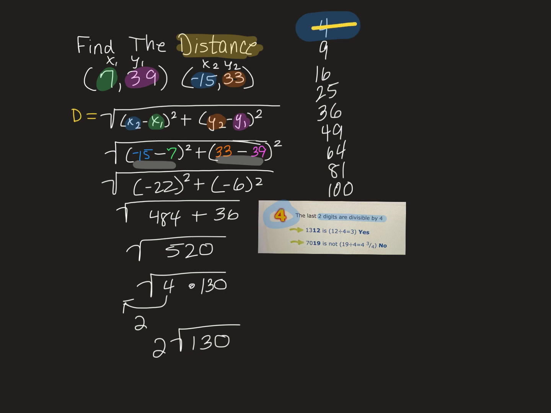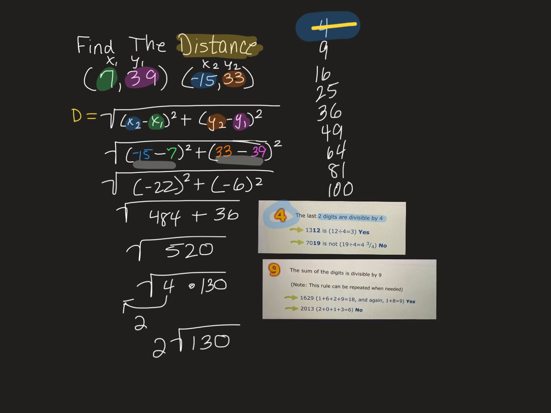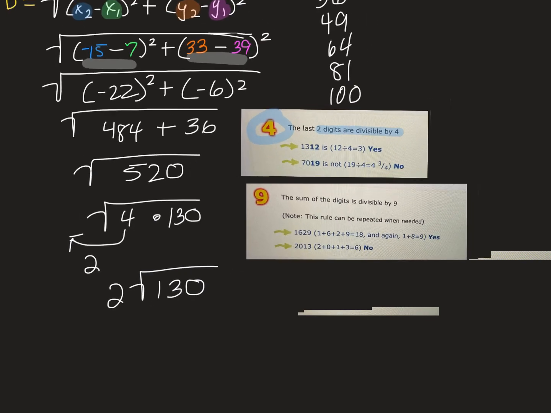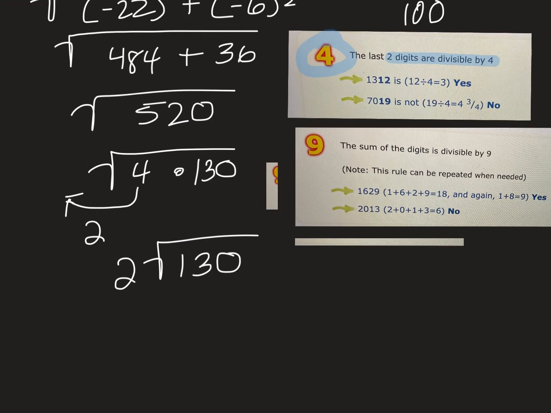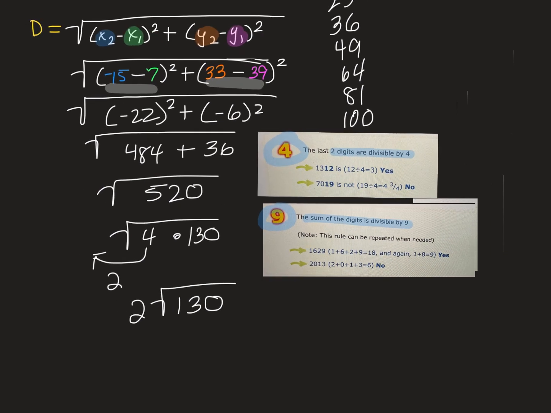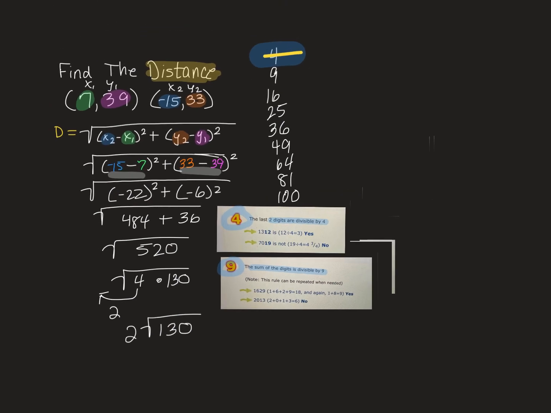So the next one I would try is 9 on my list. 9 also has a little trick. The 9's trick is if you can add the digits in the number together, and that sum is divisible by 9, then the whole number is divisible by 9. Well, 1 plus 3 plus 0 is 4. 4 is not divisible by 9. So we know that 9 is not going to be a number that we can use to factor 130. So 9 is being crossed off the list.